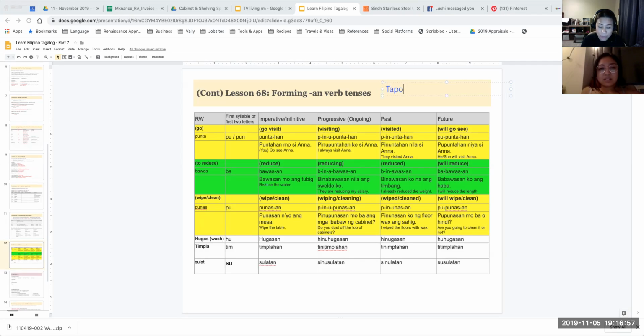Let's say tapon. Tapon is actually spill, or I threw the ball. What would I use for throw? Throw is pukol. Pukol is throw. Remember that bird? May pumukol.